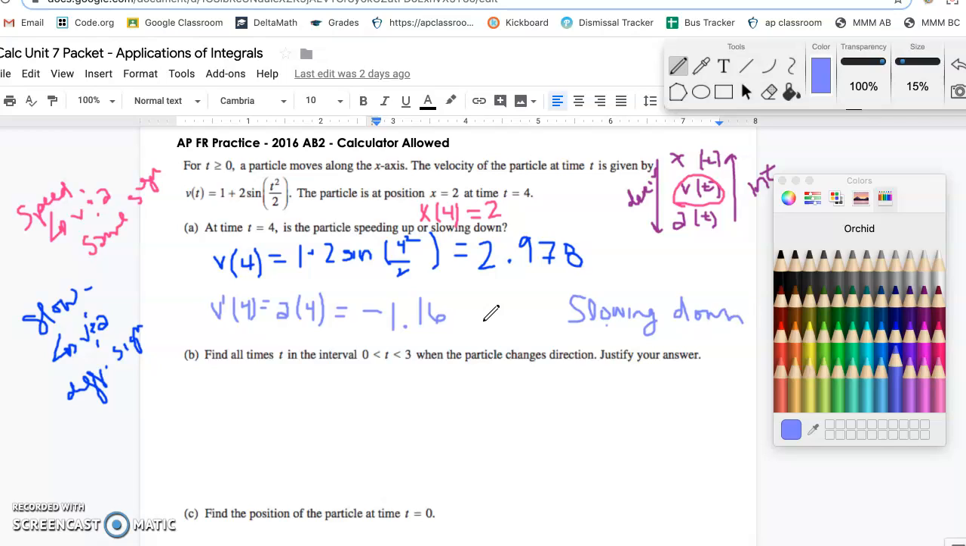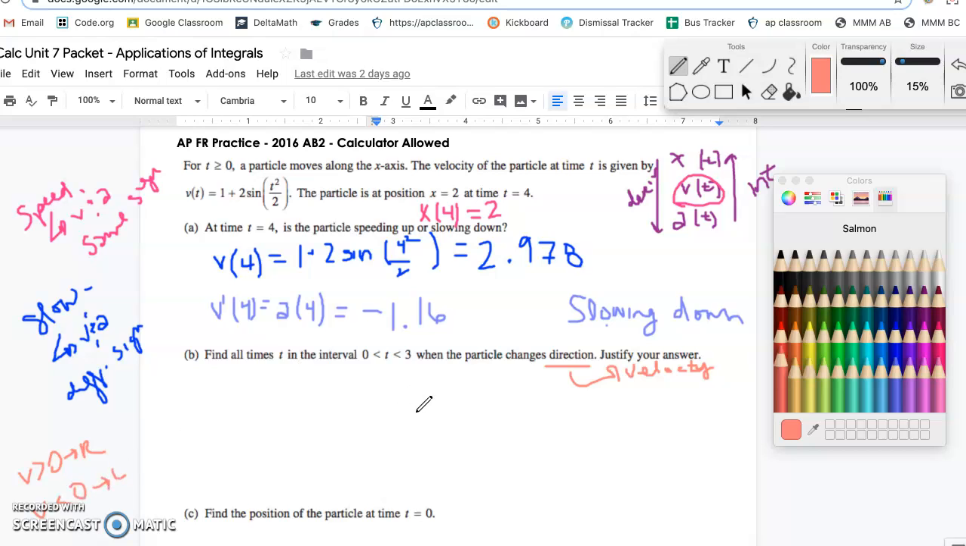All right, next one. It's saying find all times t in the interval where the particle changes direction, and justify your answer. For the particle changing direction, we know what controls direction. Direction is controlled by velocity, right? So just as a note, v greater than 0 means right, v less than 0 means it's going left.